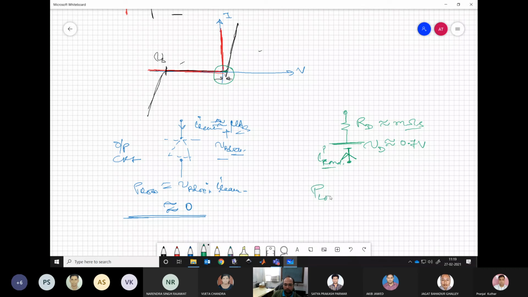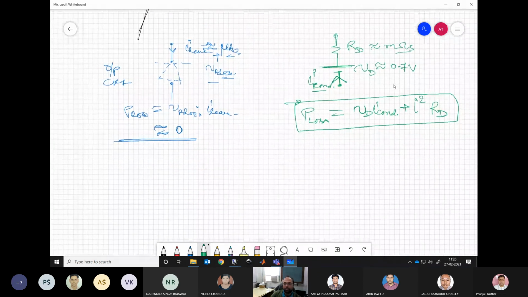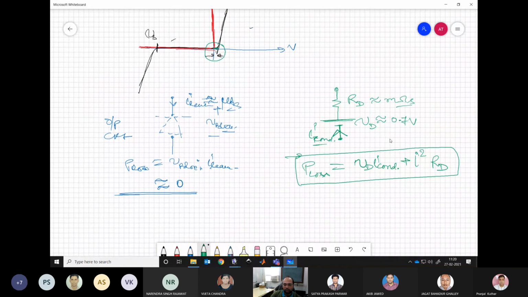So we can write the power loss in the diode like this. This cannot be ignored, of course, because the VD and RD quantities are finite. So this is how we can compute, if let us say any current I is flowing through the diode, what the power loss in the diode is.